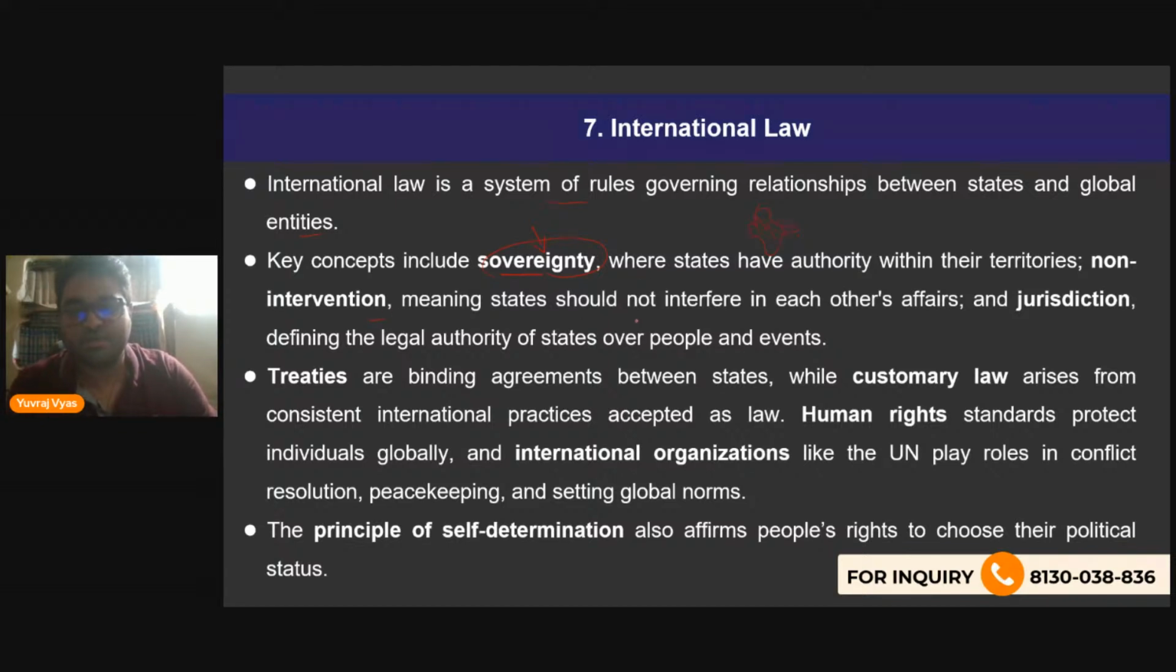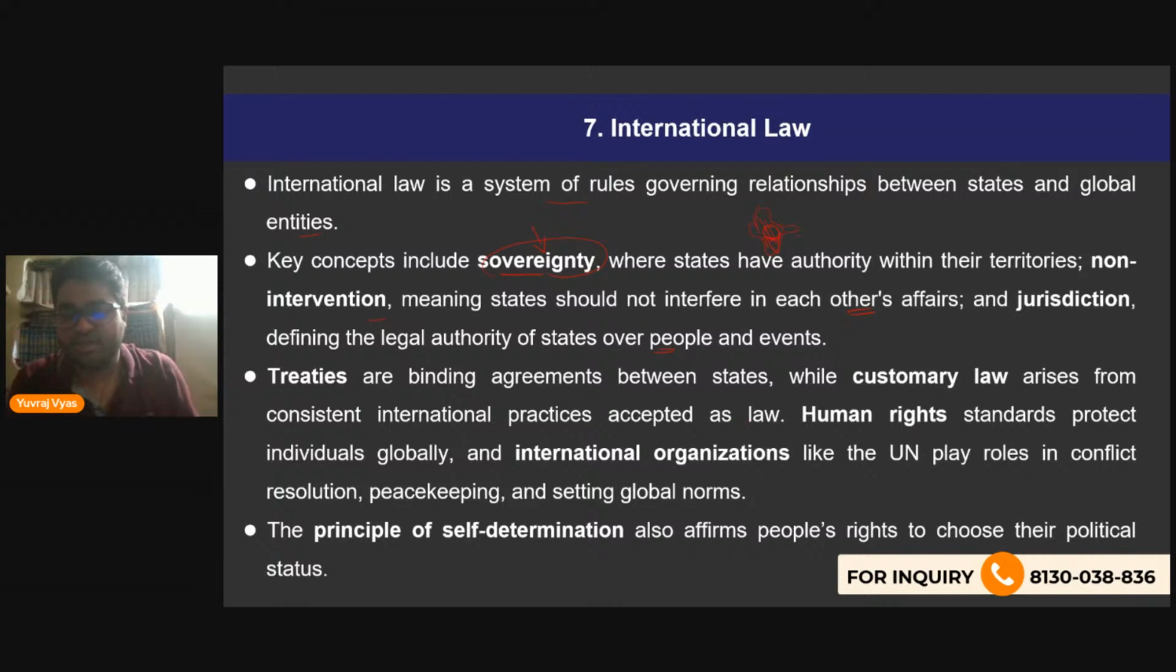Non-intervention means states should not interfere in each other's affairs, because each state is supposed to be sovereign. And jurisdiction defines the legal authority of states over people and events. So India has jurisdiction over the entire territory within it. If it wants to make a law in India, it can. So that is jurisdiction.